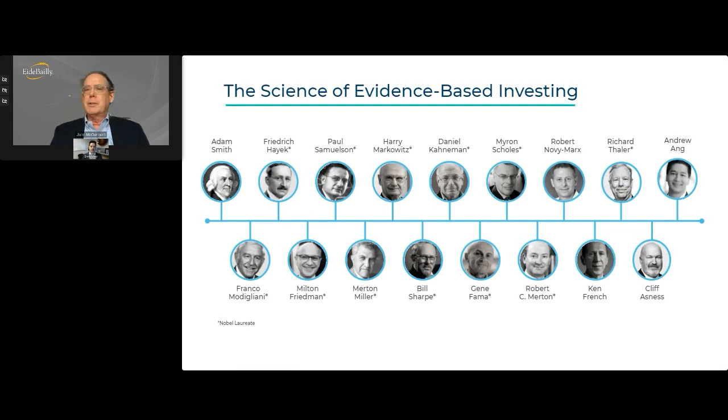So first and foremost, we invest based on evidence. And much of the evidence about investing comes from the world of academia, starting with Adam Smith and the Wealth of Nations, all the way through the present with our partner Cliff Asness at AQR and Andrew Ng at iShares. These economists, financial economists, have studied stock prices and studied stock markets. And from their work, we're able to glean some important insights about investing.